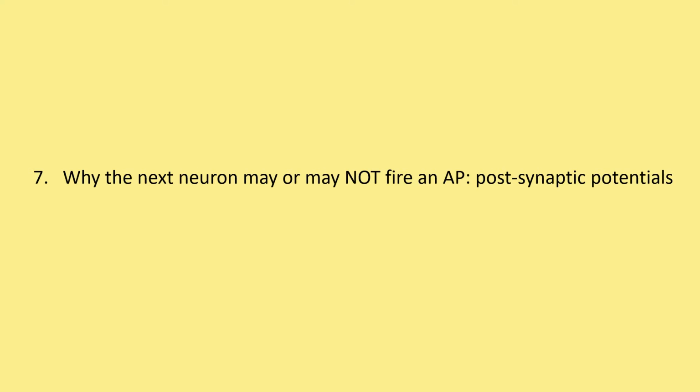Number 7 is why the next neuron may or may not fire an action potential, and we'll learn about postsynaptic potentials. So to give you a little context around this, we had previously been talking about how neurons communicate at a synapse. And we'll continue to talk mostly about chemical synapses. And I hope you remember that at a chemical synapse, the presynaptic neuron releases a neurotransmitter. That neurotransmitter diffuses across the cleft and binds to neurotransmitter receptors on the postsynaptic cell. And those neurotransmitter receptors are ligand-gated ion channels, and when they open, they will allow a particular ion to either enter or leave the cell down its electrochemical gradient. That will then cause a change in membrane potential in the postsynaptic cell, and that change is called a postsynaptic potential.